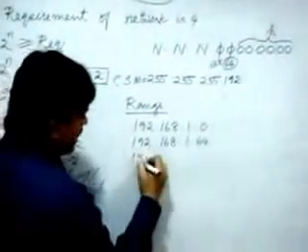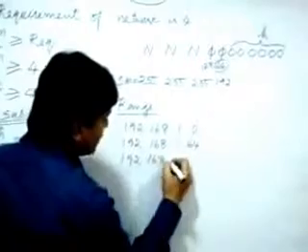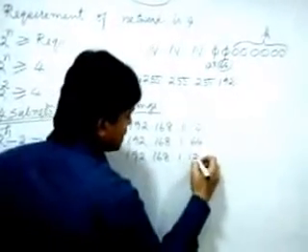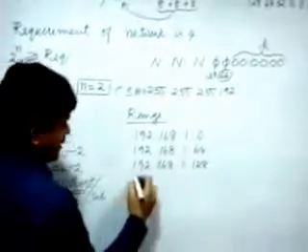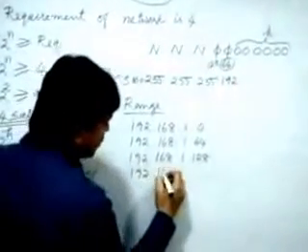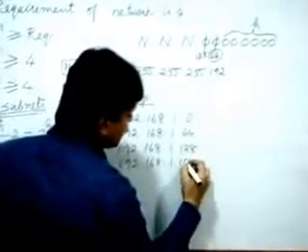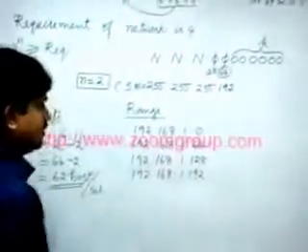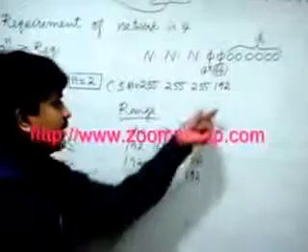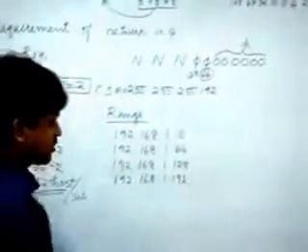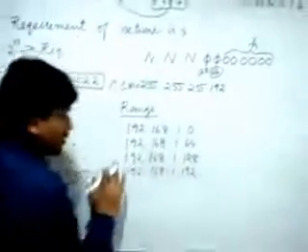Next, 192.168. Now we have to add 64 to this 64. 64 plus 64 is 128. Next range, 192.168.128 plus 64 is 192. See this. We have to write down the ranges till this number 192, the customized subnet mask's last octet number. Now these are 4 subnets.